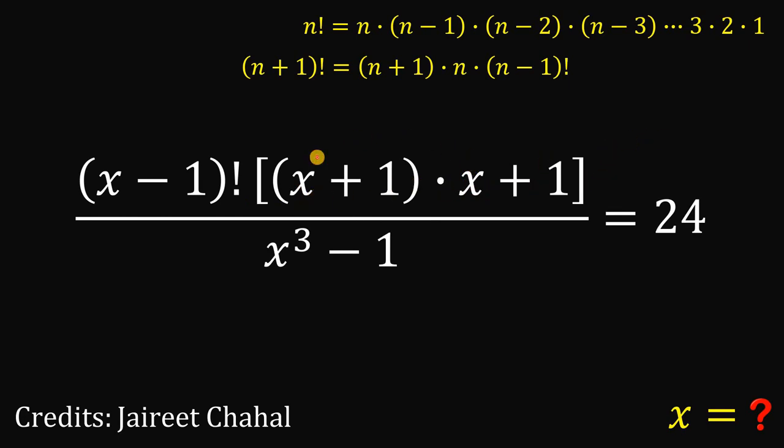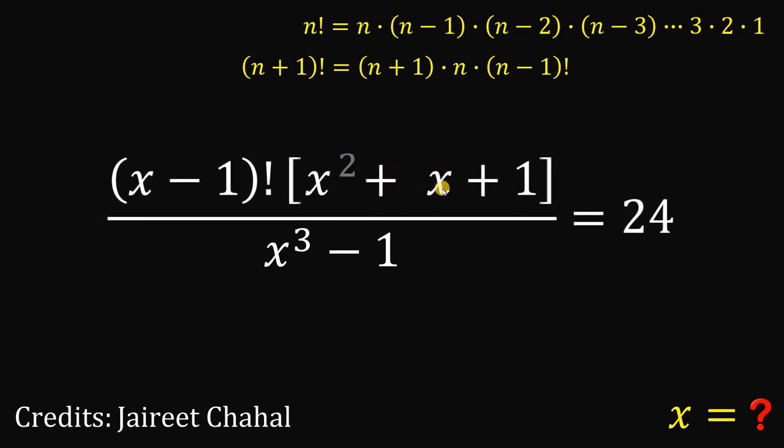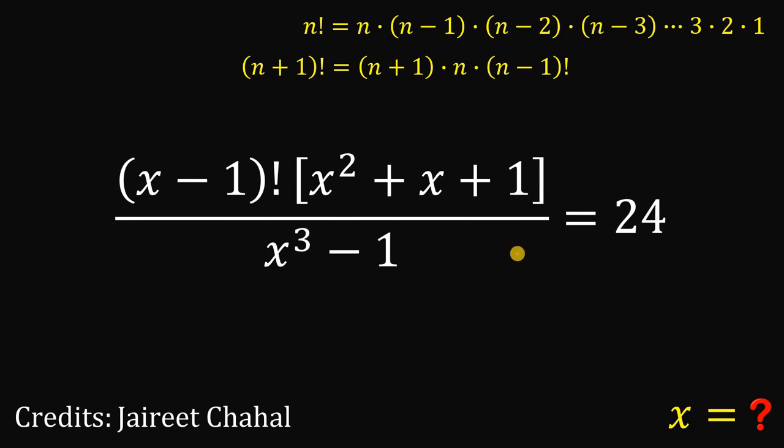Now let's simplify this. Let's distribute this x to x and to 1. This simplifies to x squared plus x plus 1. Alright, now let's look at the denominator, x cubed minus 1. So take note that we have here 1 cubed also.